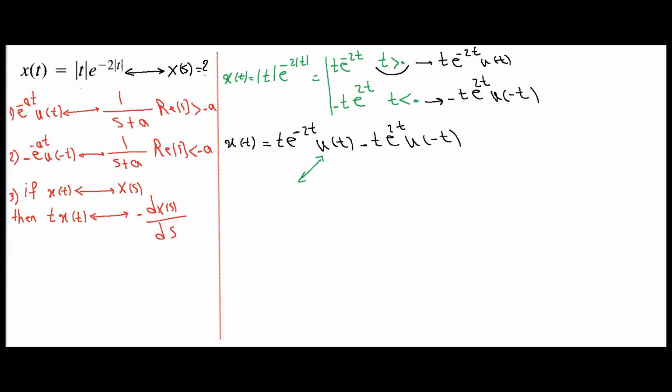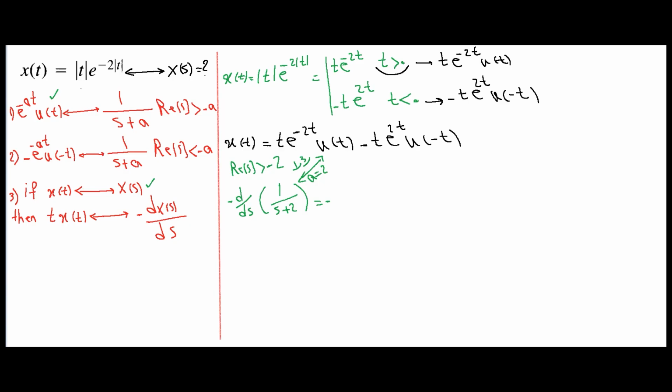Now let's calculate the Laplace transform of the first term. Using property 1 and the differentiation property, we can write minus derivative with respect to s of 1 divided by s plus 2. Here a equals 2, and ROC will be real part of s greater than minus 2.